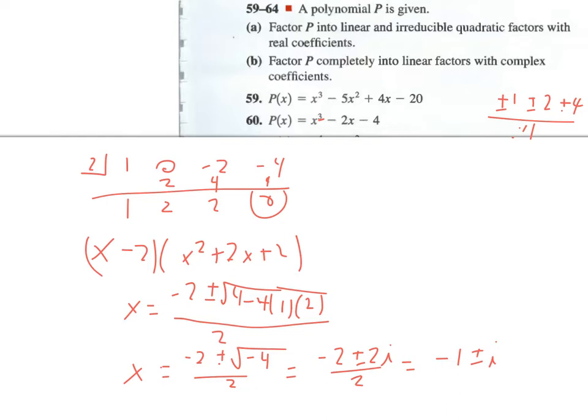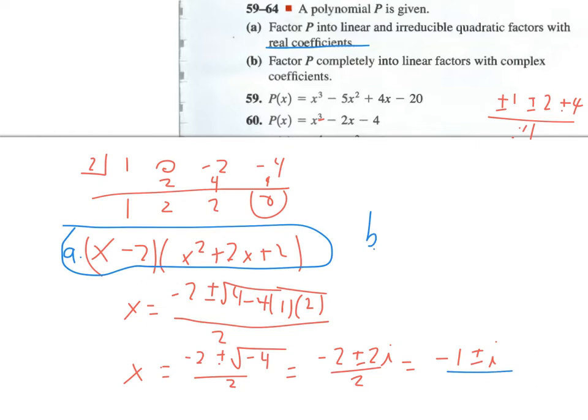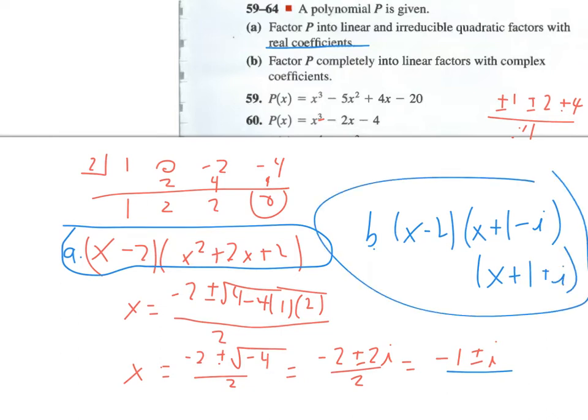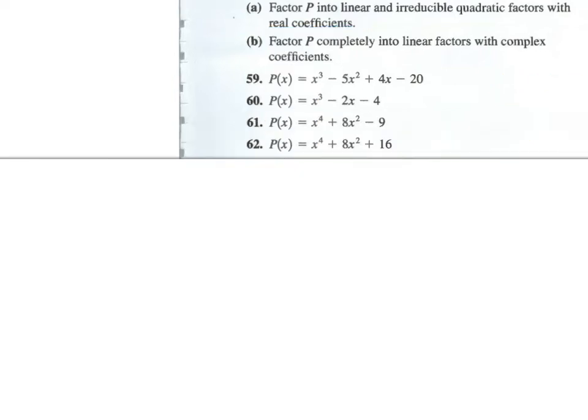Actually, for part A, linear and irreducible quadratic factors with real coefficients, this is actually our answer for part A. We can't factor anymore using real numbers. But our answer for part B, now that we know our zeros, we can actually factor that more by saying x minus 2, and then x plus 1 minus i, and x plus 1 plus i. And so you can see what I did with those other zeros. Just like when this is 2, I change the sign right there. When this is negative 1 plus i, I change both of those signs to plus and minus, and then when this is negative 1 minus i, I change this one to plus and that one to plus as well.